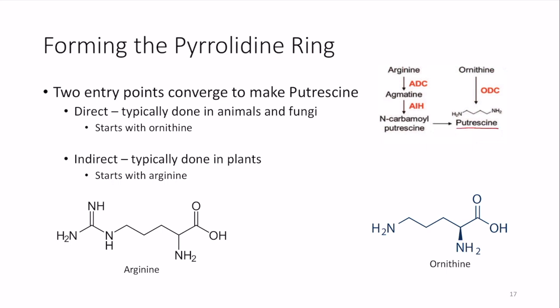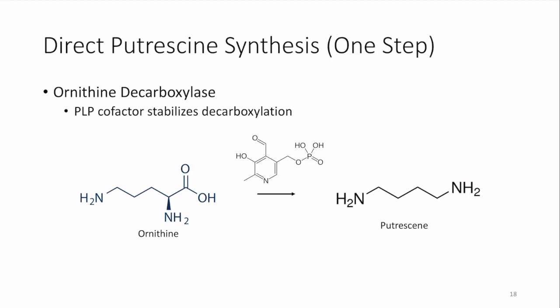The first way that putrescine can be made is through a direct method. This direct method is typically done in animals and fungi, and it starts with ornithine, which we just recently learned about. The other way to synthesize putrescine is an indirect method, which is typically done in plants, and that starts with arginine. The method in tobacco plants for nicotine synthesis is going to be the arginine route. So first we can look at the direct putrescine synthesis.